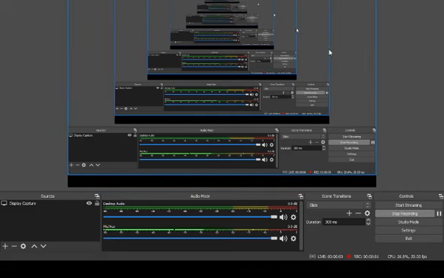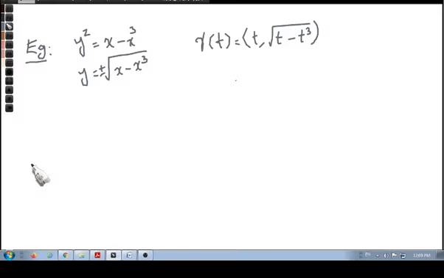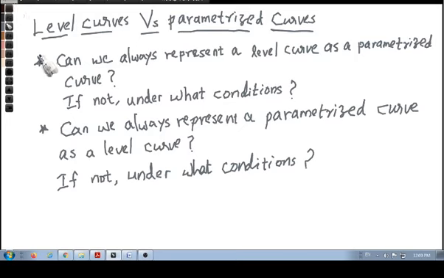Hi students, we will discuss level curves versus parameterized curves in the topic. So, curve intuition. It could be a level curve, or it could be a parameterized curve, or it could be a polar curve, like that.